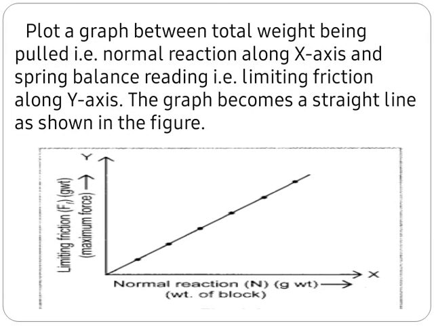Plot a graph between the total weight being pulled, that is the normal reaction, along the x-axis, and the spring balance reading, that is the limiting friction, along the y-axis. The graph becomes a straight line as shown in the given figure.